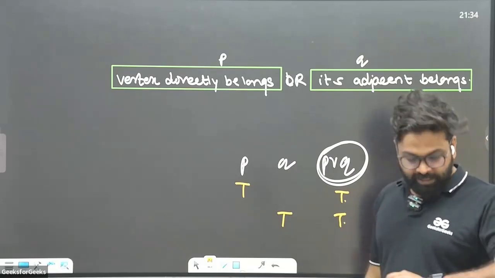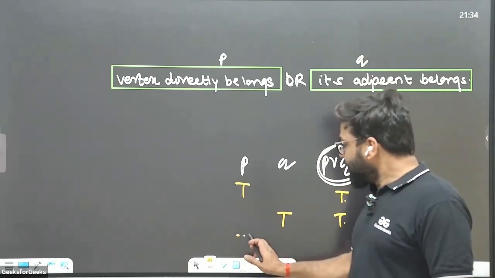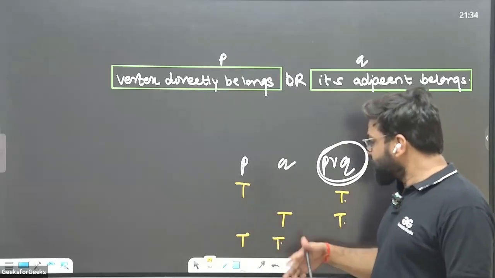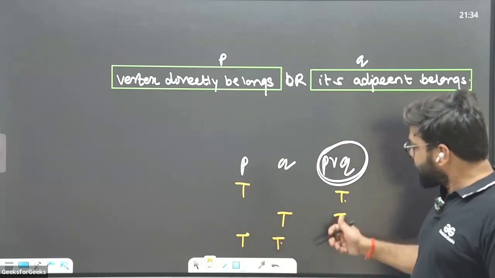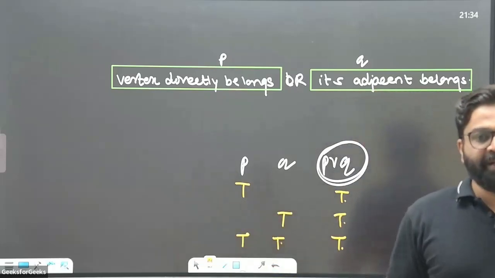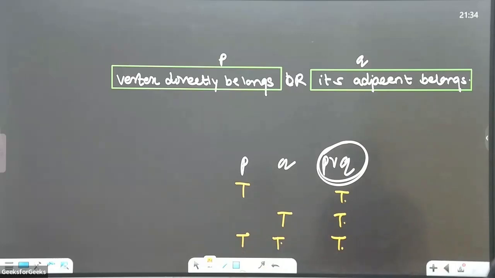Still you can say that your statement is true. For example, if the vertex directly belongs and its adjacent will also belong, then still you can say that your statement will become true. So in that matter, this is the actual implementation, the representation or the actual thing related to this.